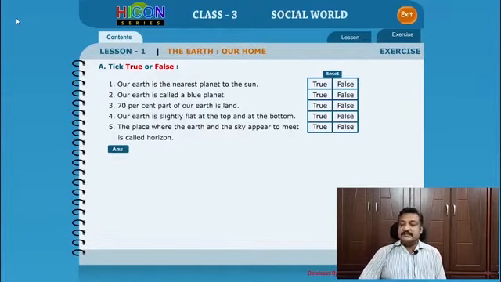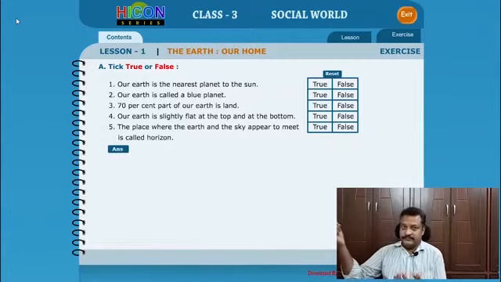So what does the first sentence say? Our earth is the nearest planet to the sun. As we read about this lesson, it was said in the lesson that the earth is the third planet from the sun. We have Mercury, which lies very close to the sun, and then we have Venus, and after that is Earth. So Sun, Mercury, Venus, Earth.